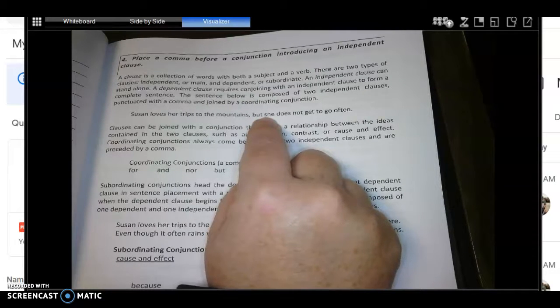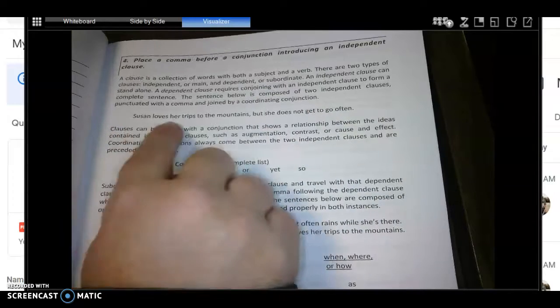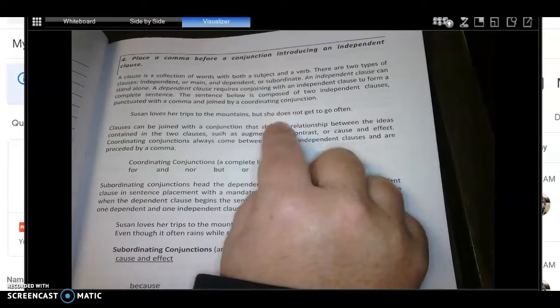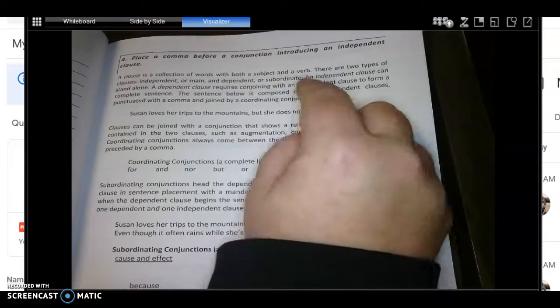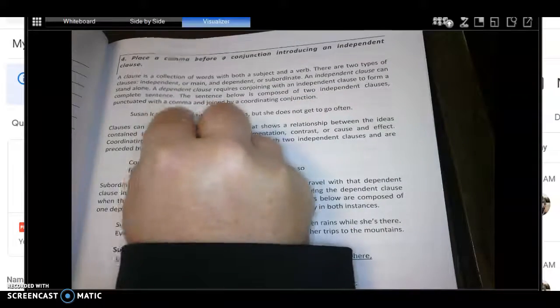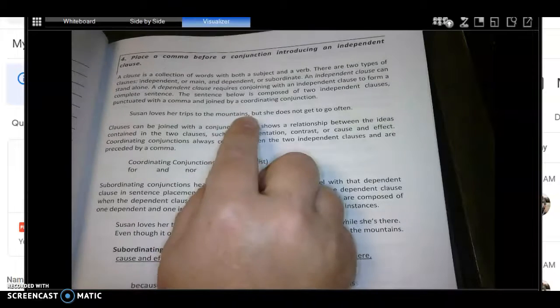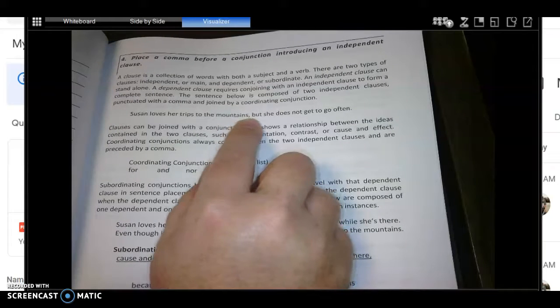Okay? And you notice we could put each one of those. Susan loves her trips to the mountains could be a sentence. She does not get to go often could be a sentence. So those are two independent clauses. Go ahead and label both of those with an I because they are independent. Okay? And then you'll notice that she puts them together with the conjunction and the comma here.